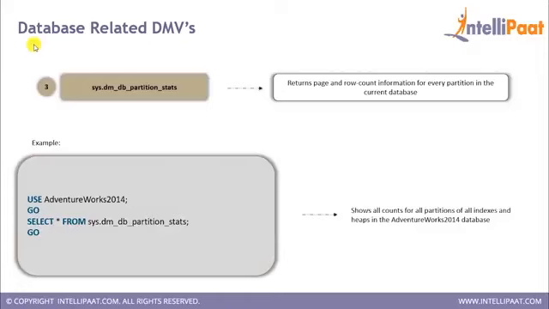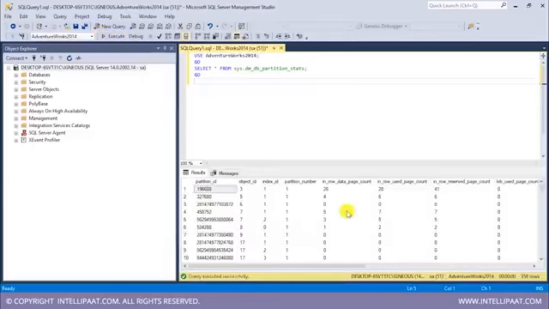Next we have dm_db_partition_stats, which returns page and row count information for every partition in the current database. And this time we will get the counts for all partitions of all indexes and heaps in the AdventureWorks 2014 database. Let me click on execute. So these are all of the partition stats for all of the indexes and heaps in the AdventureWorks 2014 database.